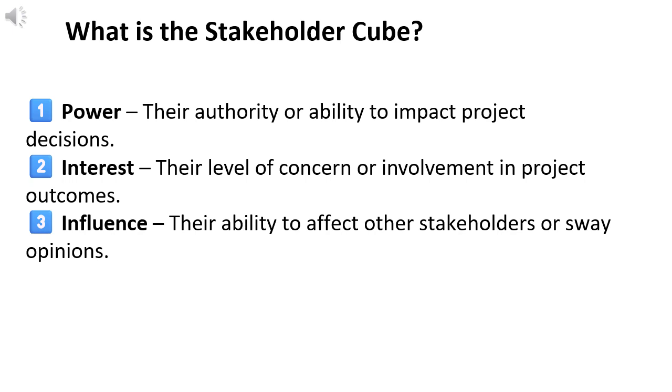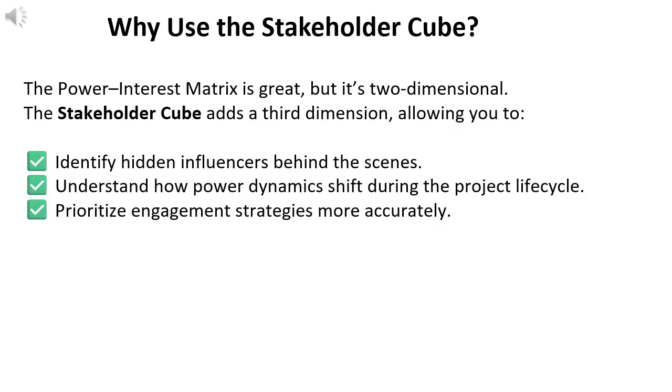factors: 1. Power, their authority or ability to impact project decisions; 2. Interest, their level of concern or involvement in project outcomes; 3. Influence, their ability to affect other stakeholders or sway opinions. This cube helps project managers see not only who is important, but how they interact with each other within the project ecosystem. The power interest matrix is great, but it's two-dimensional.